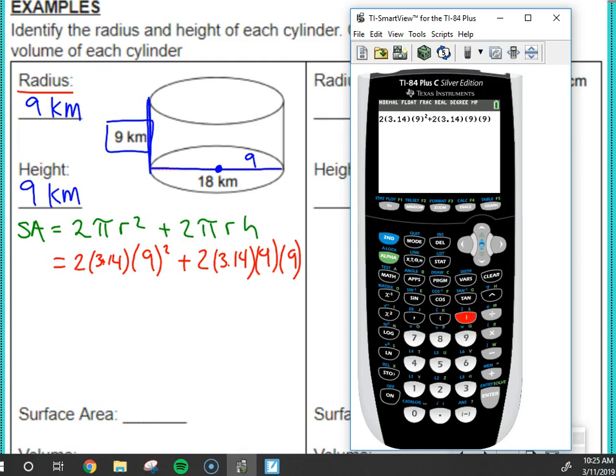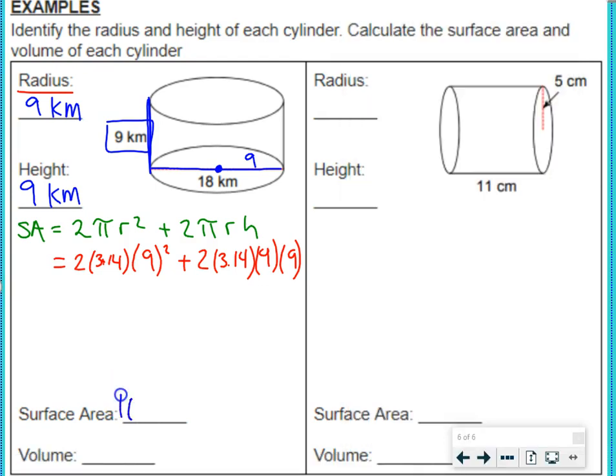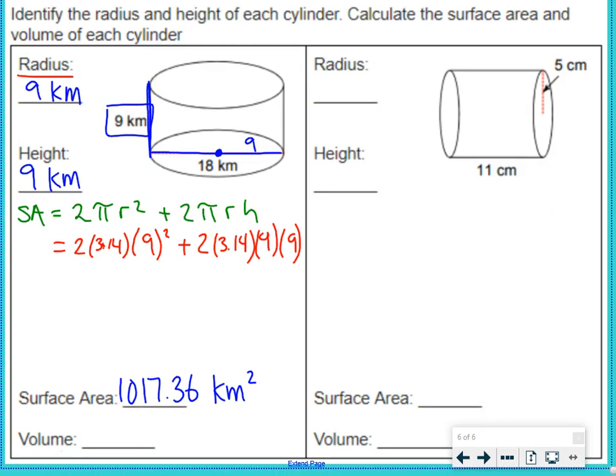So when you have that all typed out, it should look exactly like how you wrote it. And then we're going to press enter, and that will give us the surface area of our cylinder. So we have 1017.36, and that's going to be kilometers squared. Surface area is squared because we multiplied our radius by our height, and we got kilometers times kilometers, which is squared. Now we can calculate our volume.